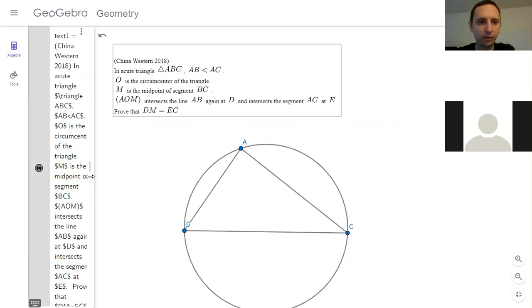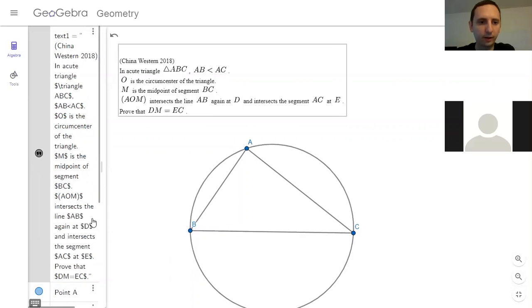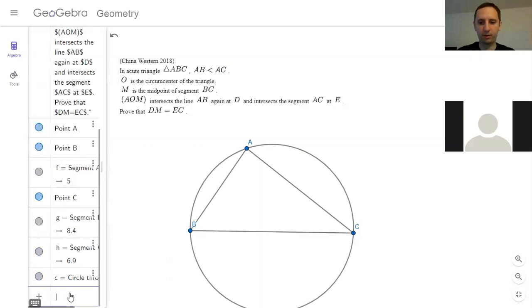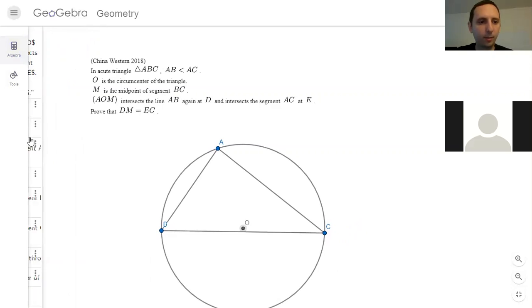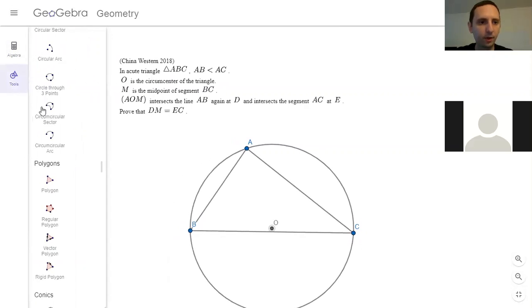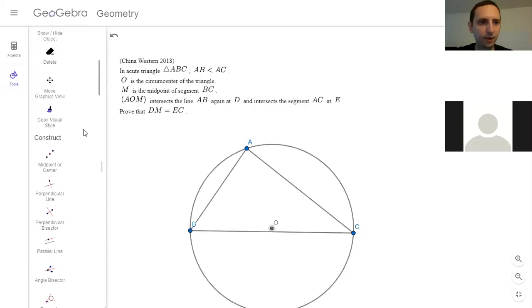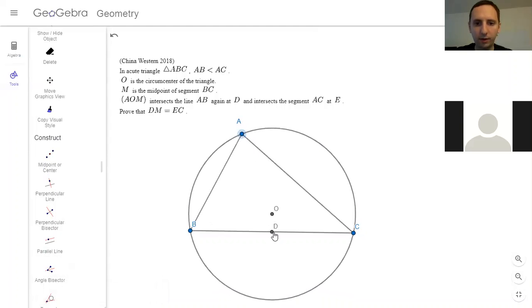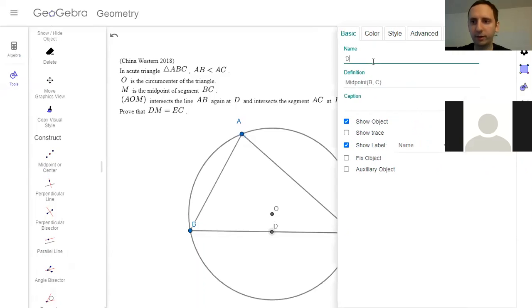Let's see. Trying to drag this down. All right. M is the midpoint of BC. And this idea actually looks a little familiar, like the circle AOM.